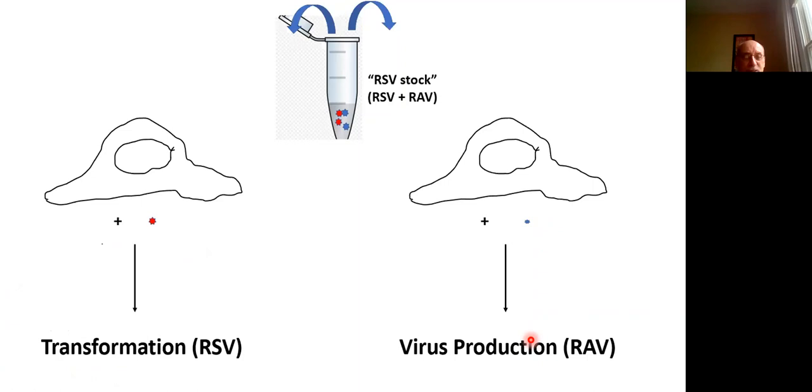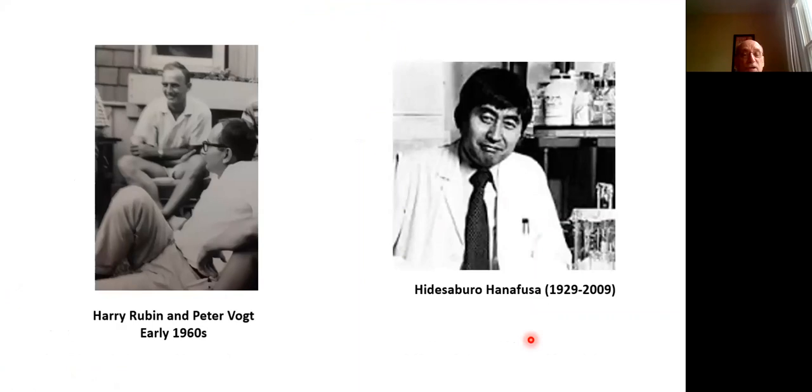And this was done by Rubin together with Peter Vogt, who was a wonderful postdoc who went on to a tremendous career. He is actually still active and productive in the field. He was just leaving the lab when I arrived in 1962. And by Hidesaburo Hanafusa, who did this work while I was there, he unfortunately died about 10 years ago. They were all three wonderful scientists.